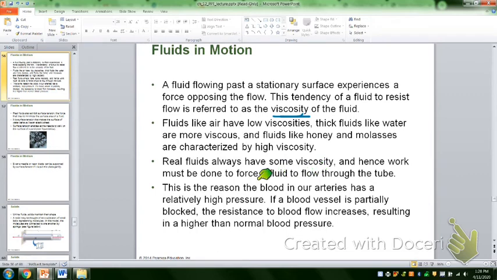This is the reason that blood in our arteries has a relatively high pressure. If a blood vessel is partially blocked, then resistance to the blood flow increases. In other words, it's got a higher viscosity if that blood vessel is partially blocked, and that results in high blood pressure.